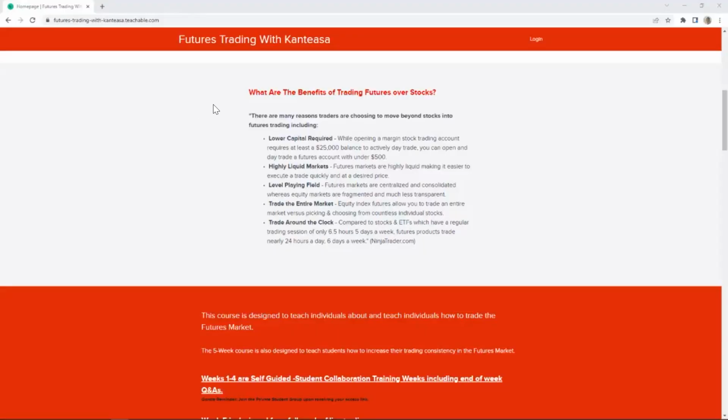On my course page, I highlight the advantages of trading futures over stocks. As you can see right here, these are some benefits of trading futures over trading stocks: lower capital required, highly liquid markets, level playing field, you can trade the entire market, and you can trade around the clock. So I will stop sharing my screen right now.